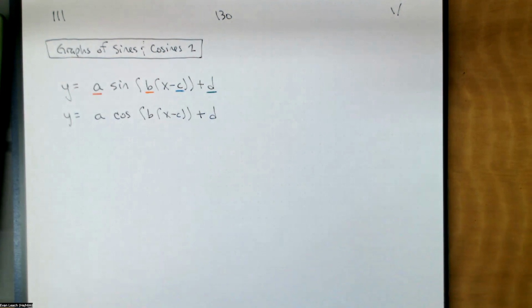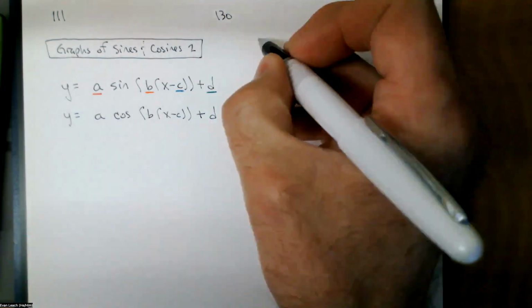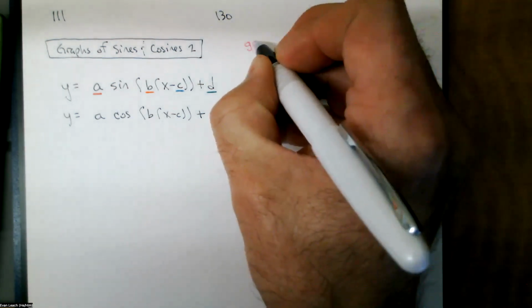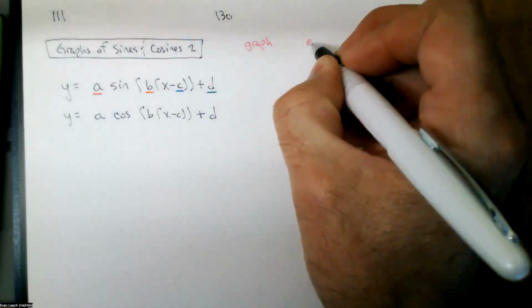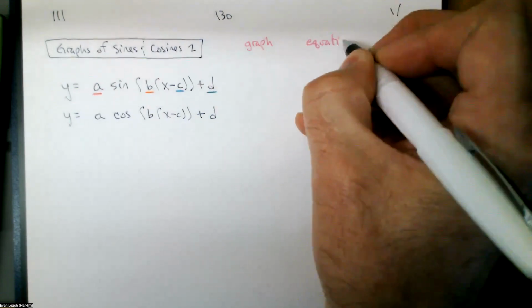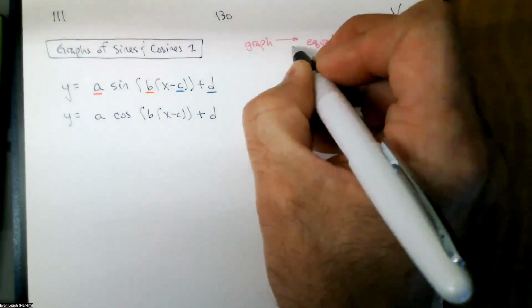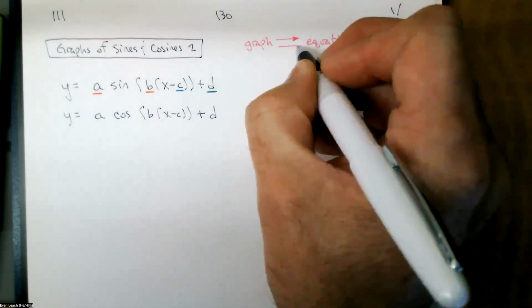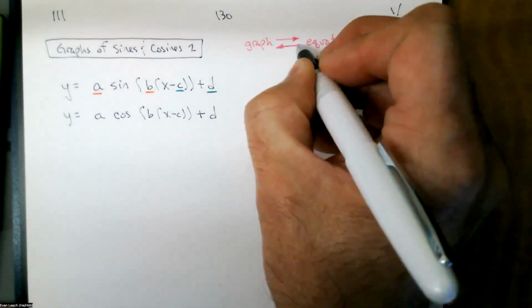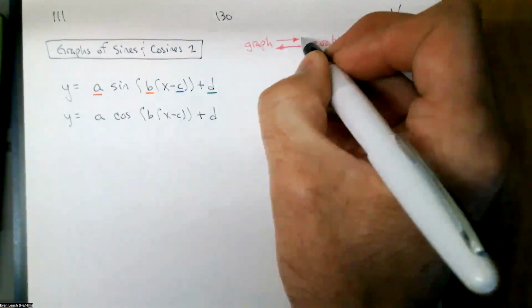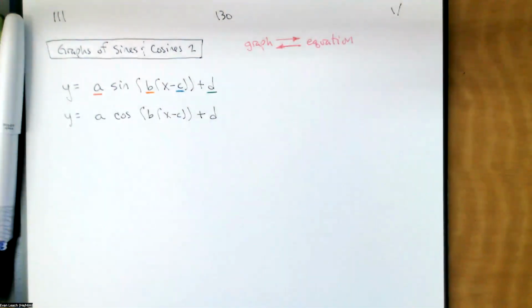So we want to be able to, given a graph, write the equation. And if we're looking at an equation, we should be able to produce a graph. We want to be able to go both ways on this problem. If I give you an equation, write the graph, specifically the information about the graph. Or if we're looking at a graph, be able to write the equation.